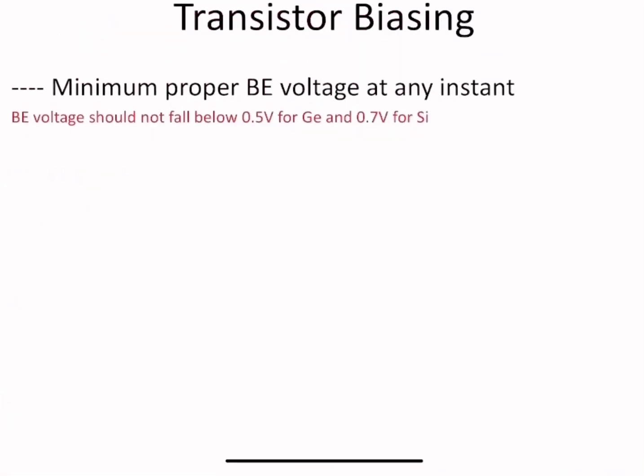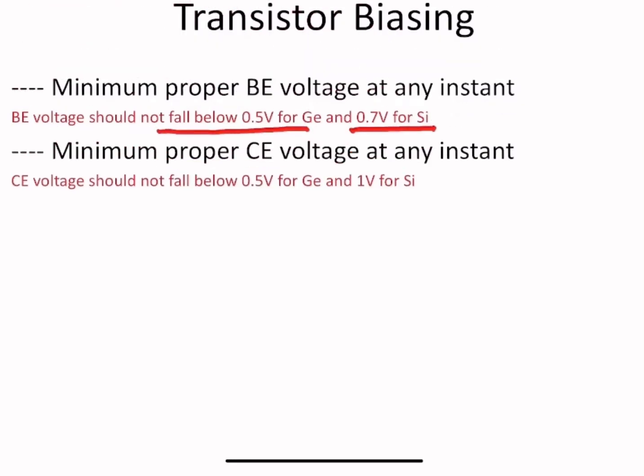Second condition is minimum proper base emitter voltage at any instant, for proper forward biasing of the input junction. Base emitter voltage should not fall below 0.5 volt for germanium, 0.7 volt for silicon. Third condition is minimum proper collector emitter voltage at any instant, so that the output junction remains reverse biased during the passage of the signal. Or we can say collector emitter voltage should not fall below 0.5 volt for germanium, 1 volt for silicon.